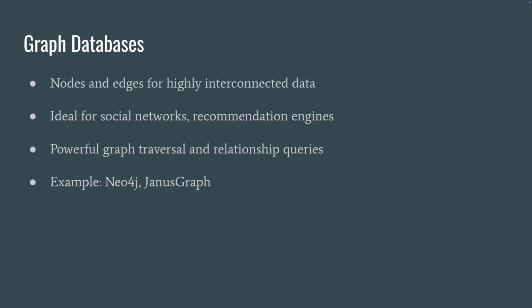Neo4j is a popular open source graph database known for its Cypher query language. Cypher query language allows you to describe patterns in your data just as you would visualize them in a graph. There are other systems, Amazon Neptune, JanusGraph. They also follow a similar data model, and they often integrate well with big data ecosystems.